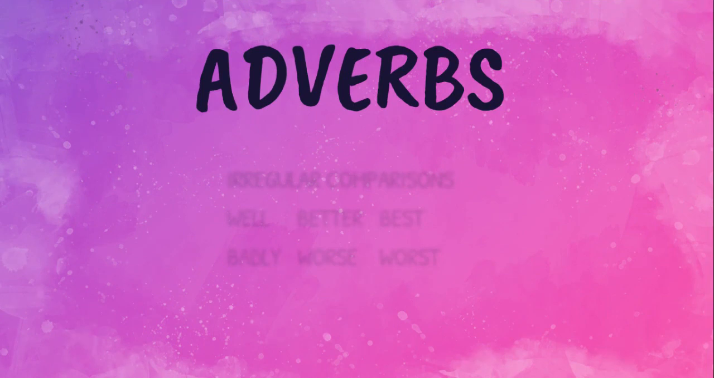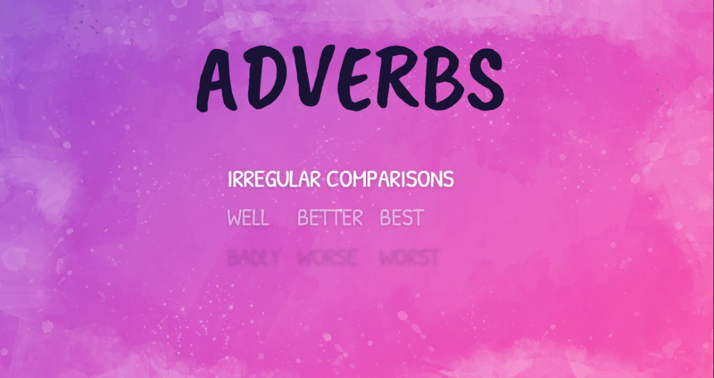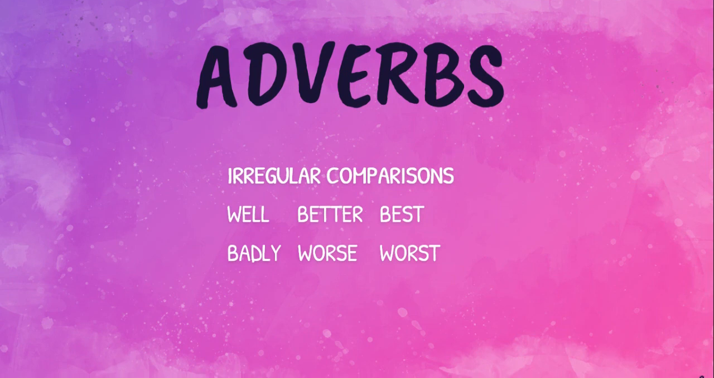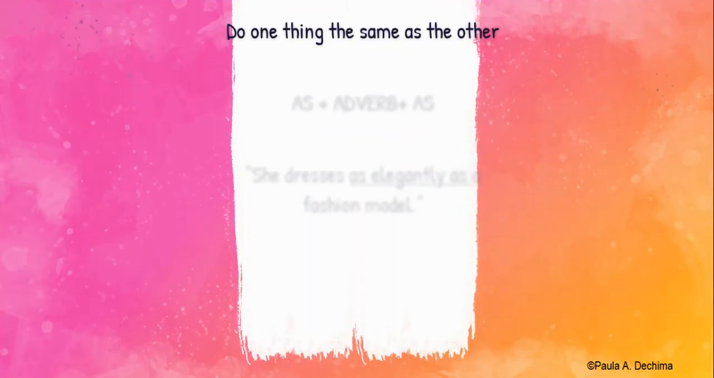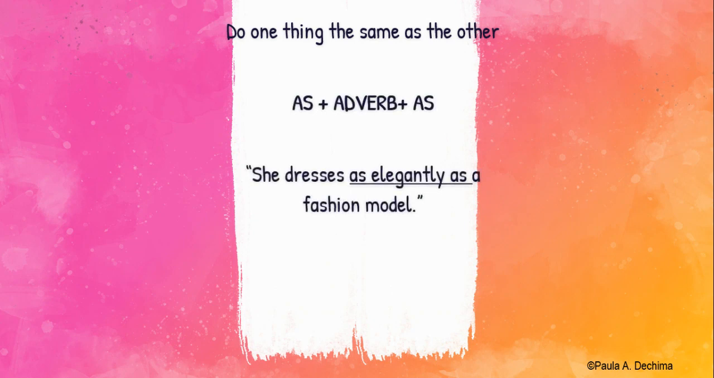Now, let's go to adverbs. Be careful, there are also irregular comparisons, like well, better, and best; badly, worse, and worst. To say that we do one thing the same as the other, we use this form: as plus adverb plus as. She dresses as elegantly as a fashion model.